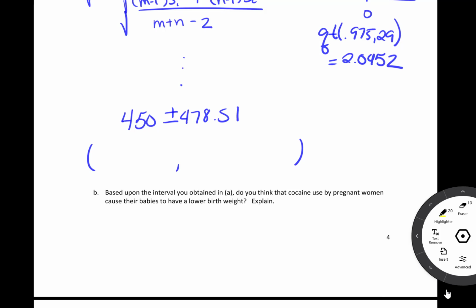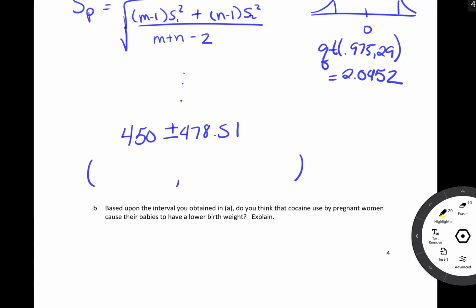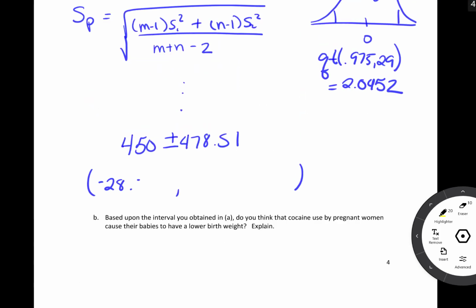So looking at our lower bound, we're going to have 450 minus 478.51. So we're going to have, oops, sorry about that, negative 28.51. And then on the upper end, we're going to have 450 plus 478.51. So we're going to have 928.51. So notice that our interval does contain 0. So with 95% confidence, it is plausible that the two birth weights are equal to one another.